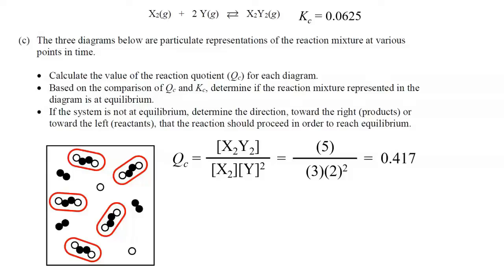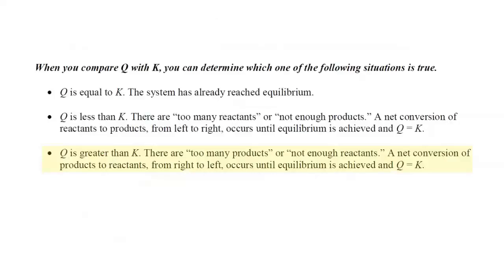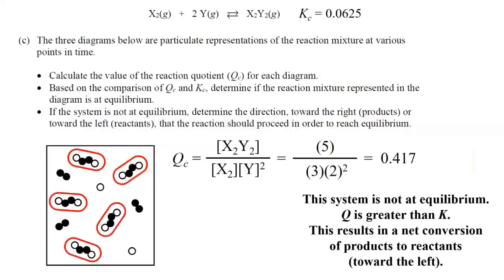So clearly 0.417 is larger than K. And when Q is greater than K, there are either too many products or not enough reactants. And so a net conversion of right to left, or from products to reactants, will occur until equilibrium is achieved and Q equals K. So this system for this particle diagram is not at equilibrium. We just discovered that Q is greater than K. This would result in a net conversion of products to reactants, or toward the left.